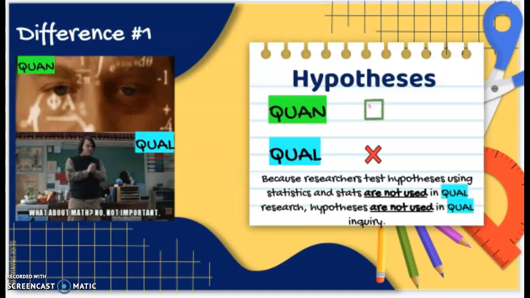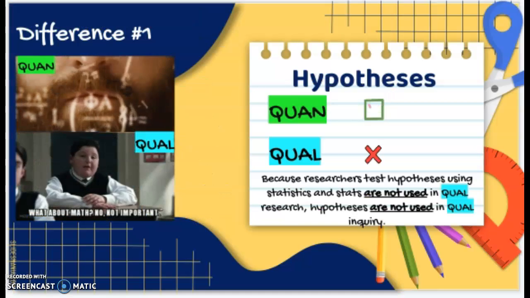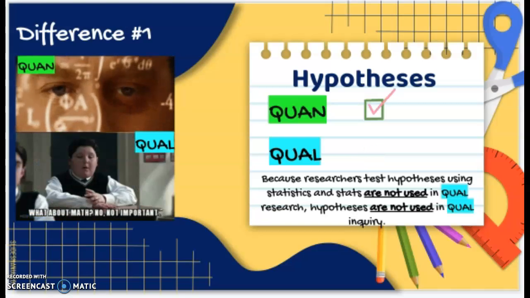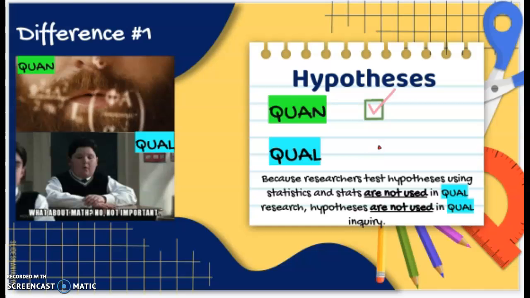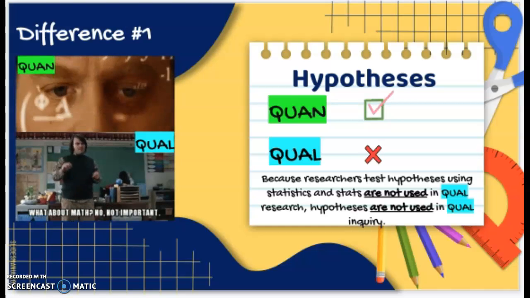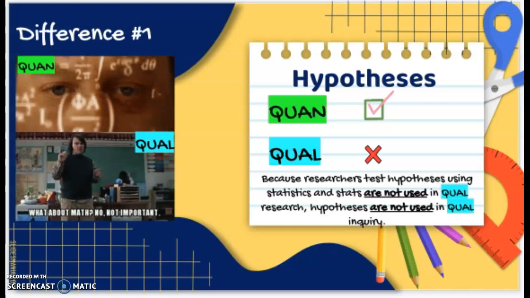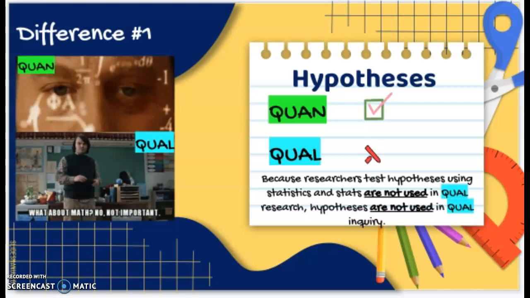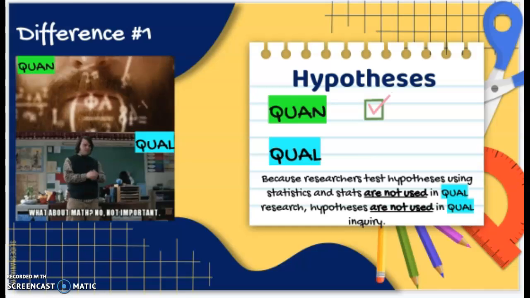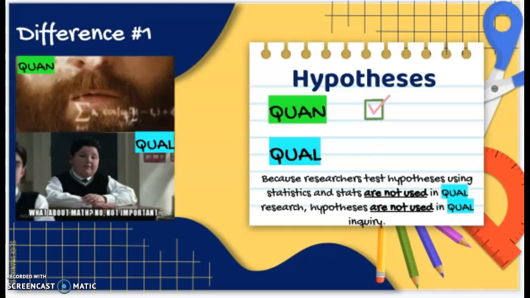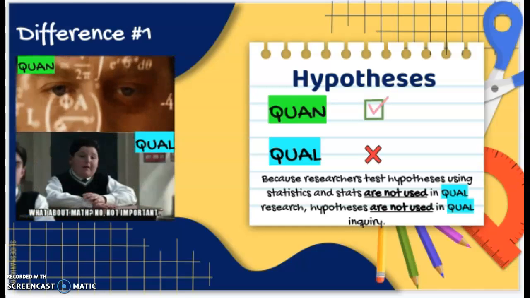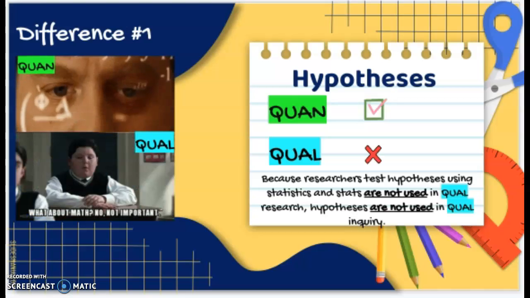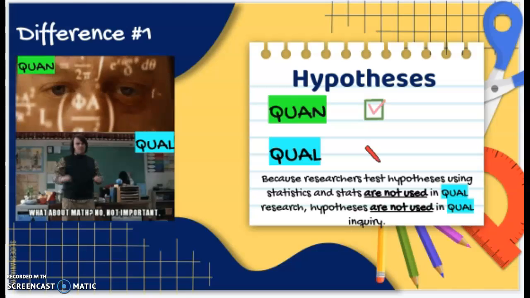So this is difference number 1. You'll see on all of these slides, you'll have some visuals, some funny memes or GIFs, just to get you to remember the difference between the two. So the first difference is hypotheses. Quantitative is going to use hypotheses because researchers are going to test these hypotheses using statistics. But you may or may not know that qualitative research doesn't use statistics, therefore hypotheses would not be used either.